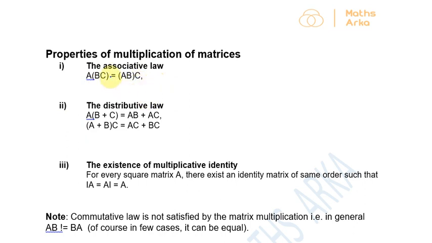You may be wondering if the commutative law is followed or not. For that, we would say that the commutative law is not satisfied. So in general, AB is not equal to BA. Of course, in a few exception cases it may be equal, but that is not a rule. These are the properties mentioned here, and they would be followed for any general matrix you take.